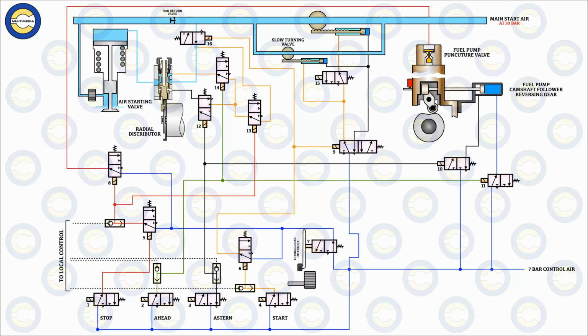Also, if you want to understand the sequence of operations that take place through valves 12, 13 and 14, and how the radial distributor in itself is responsible for the admittance of air into the correct unit and how the operation of the radial distributor takes place, you can visit one of the initial videos on our channel where we have described the operation of the starting air distributor system.